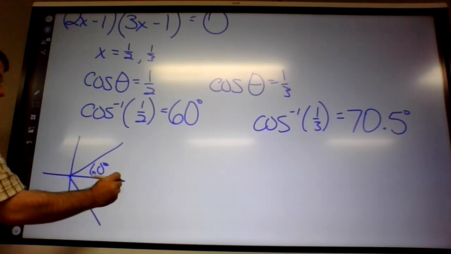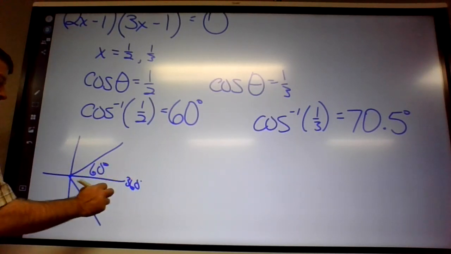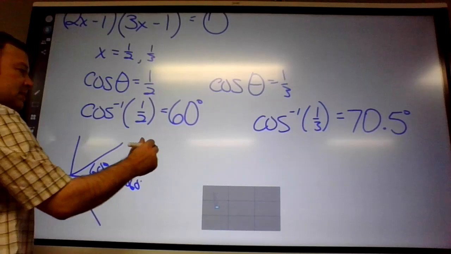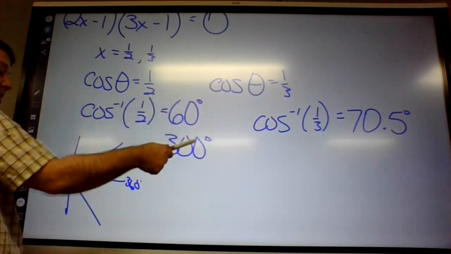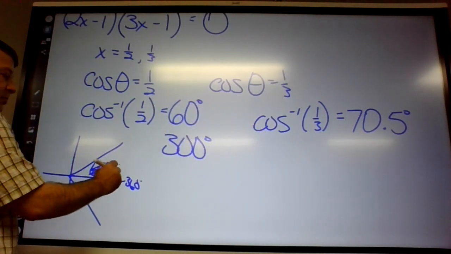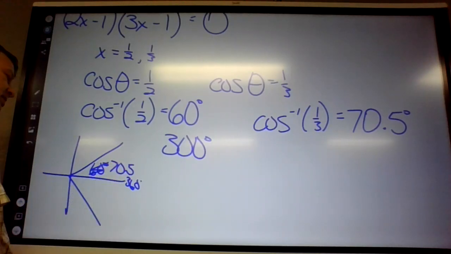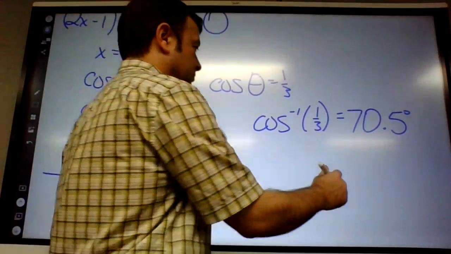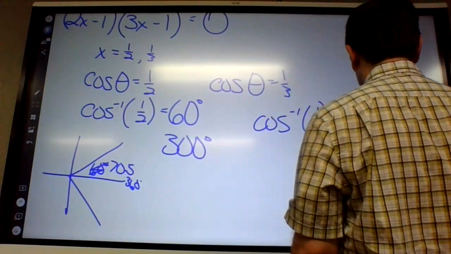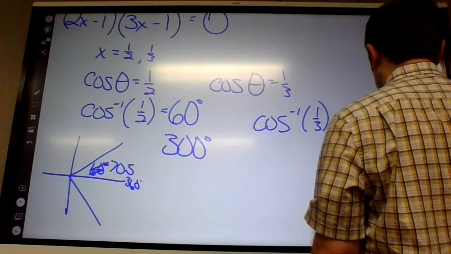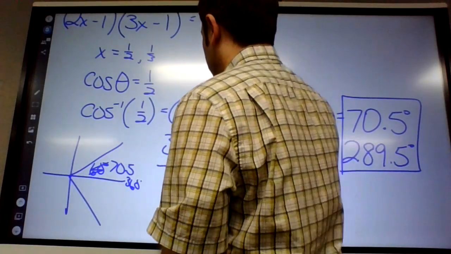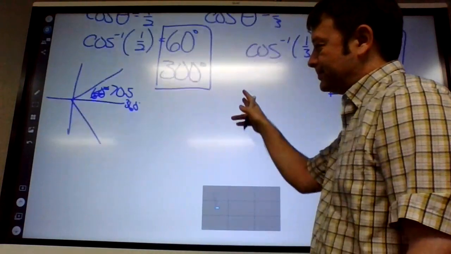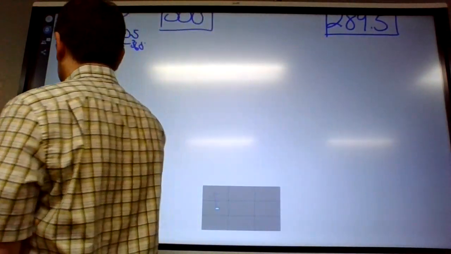So we need to do 360 minus 60 and 360 minus 70.5 also. What was it on number 1? It was 289.5. Yeah. You should come up with 8 also. Okay, but just the first part.